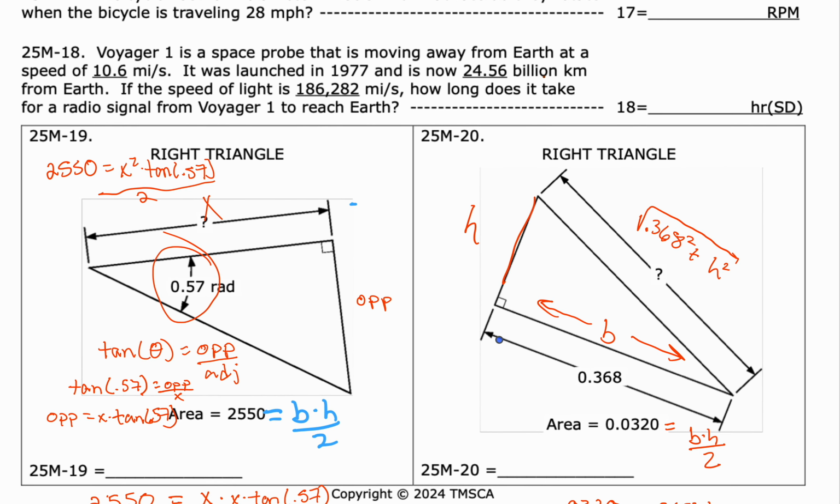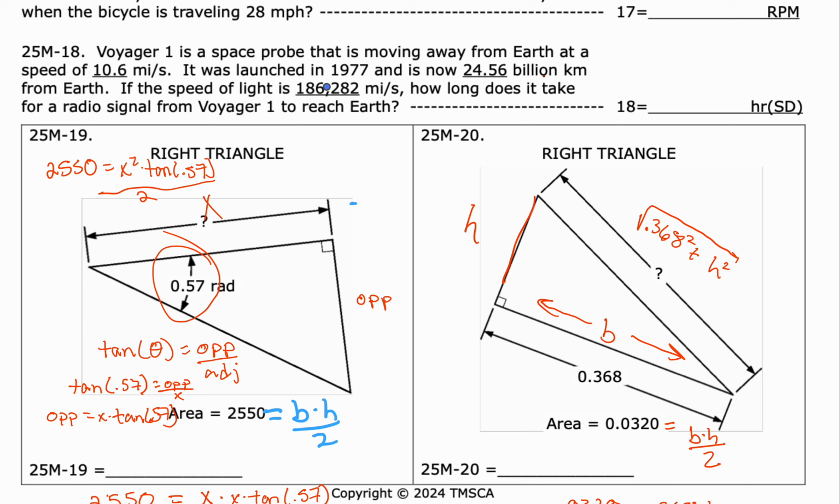Okay. Number 18. The Voyager space probe is moving away from the Earth at 10.6 miles per second, and was launched in 1977, so on and so forth. It gives the distance that it is now from Earth and the speed of light. And they ask, how long does it take a radio signal from Voyager 1 to reach Earth? Well, here we're going to take that distance, 24.56 billion kilometers, and we're going to have to convert that to miles. That's going to be a factor of 1.609.